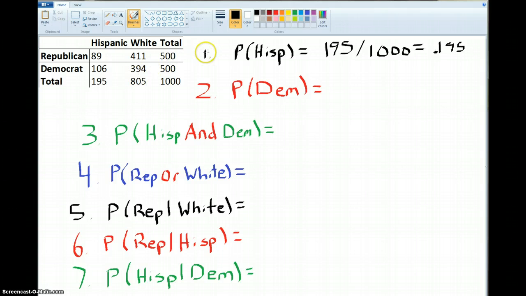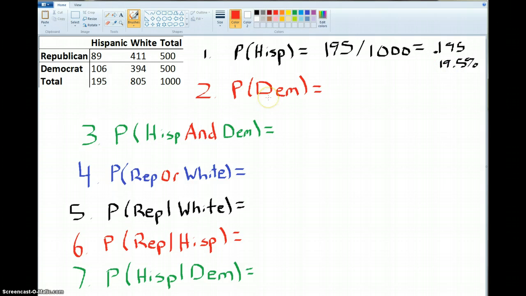All right, so the first question here was, what's the probability that we would randomly select a Hispanic person if we just selected one person out of the 1,000? And so you can see there's a total of 195 Hispanics in our group. So the probability would be 195 out of 1,000, or 0.195, which as a percentage would be 19.5%. That's our chances that we get a Hispanic if we randomly select a person.